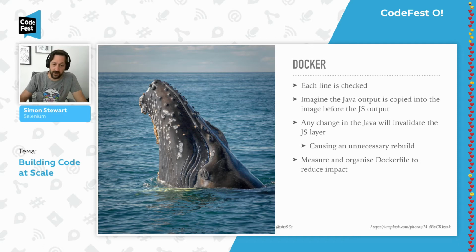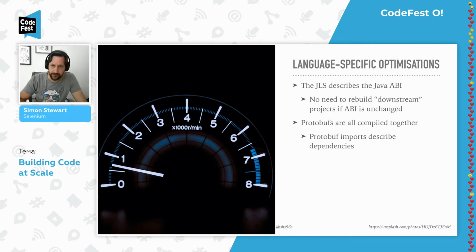And one of the things you will see people doing is when they notice the builds are slow, they will go and measure and try and optimize the Dockerfile to reduce the impact. Maybe use a multi-stage build or something like that to try and help. And then we leave a lot of optimizations on the table.